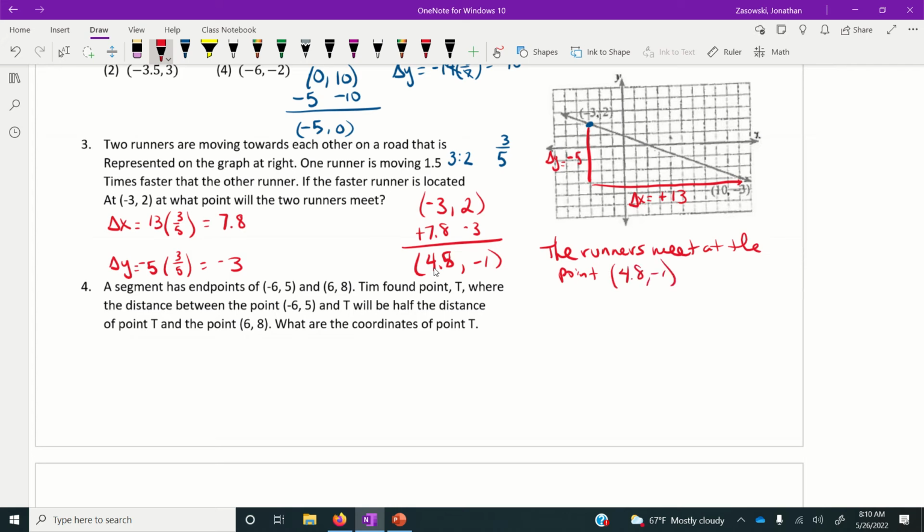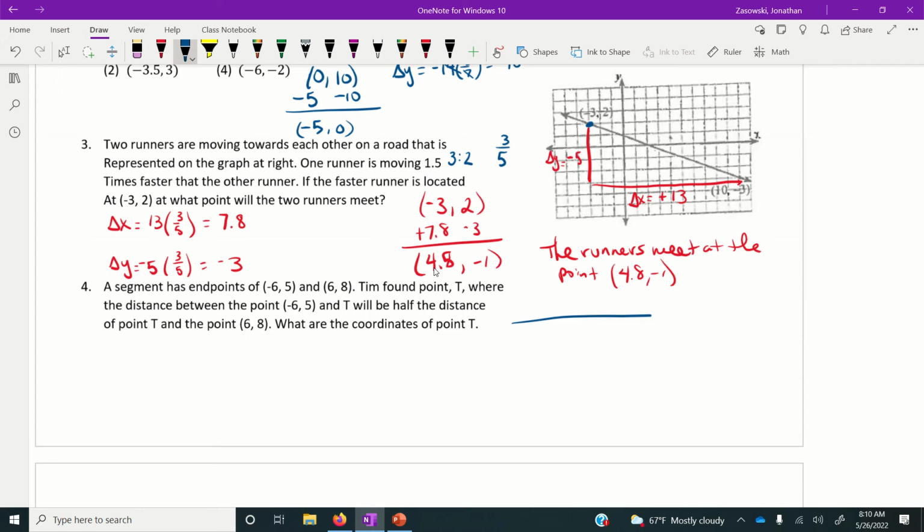And that's it. So I'm going to have you guys try, we'll try number 4 on our own here. This is a little bit tougher. We're going to do this one together. So a segment has endpoints of -6,5 and 6,8. Tim found point T where the distance from -6,5 will be half the distance of point T, which is at 6,8. So if we kind of think about this as a line, okay, so let's just make a line.